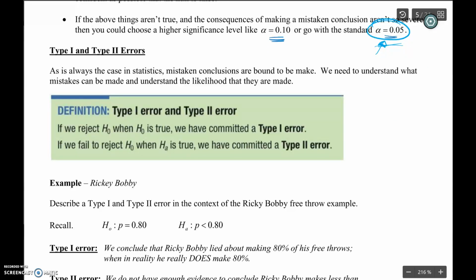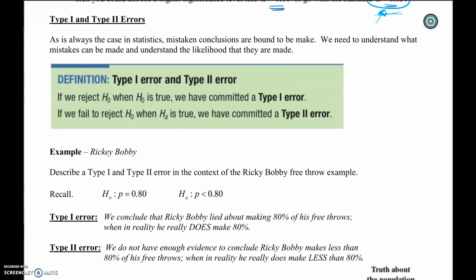So, as is always the case in statistics, mistakes are going to be made. We need to understand what mistakes can be made and the likelihood that they are made. So we're going to talk about type 1 and type 2 error. These are the two mistakes that could possibly be made. A type 1 error is if we reject the null when the null is true. I always remember these by looking at reality. The null is true. That's the type 1 error.